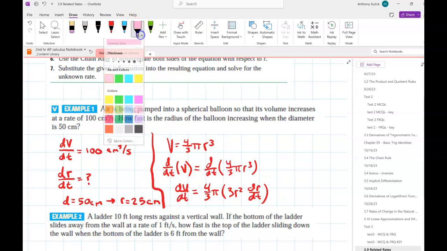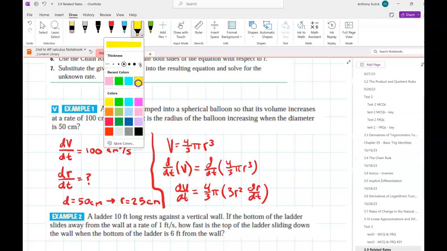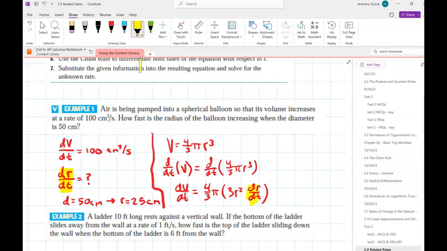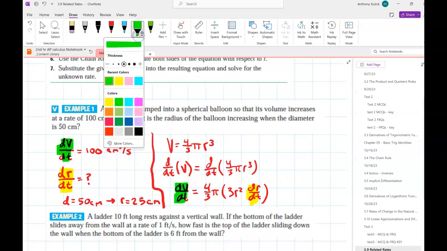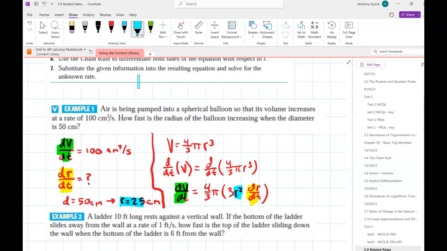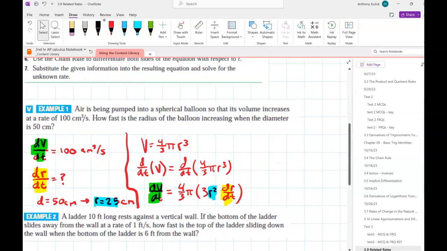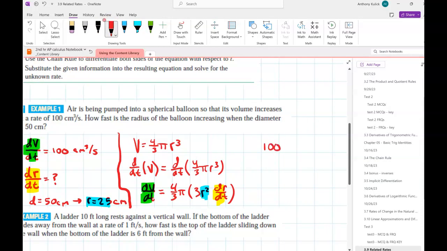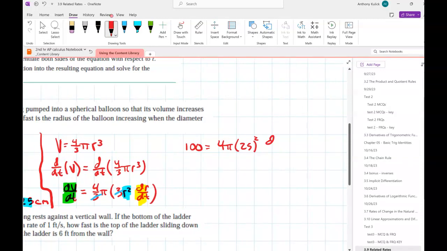Let's look at what we have. Okay. We are looking for dr dt. That's in our equation. We have dv dt, and we have r. So we have everything we need, right? We can just plug in to solve. And now it's algebra, right? And let's do this. They canceled out.